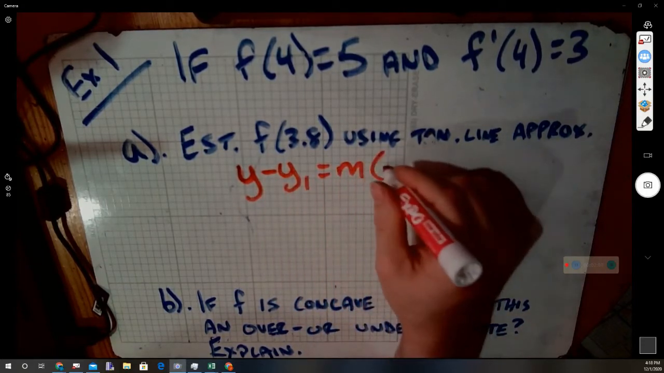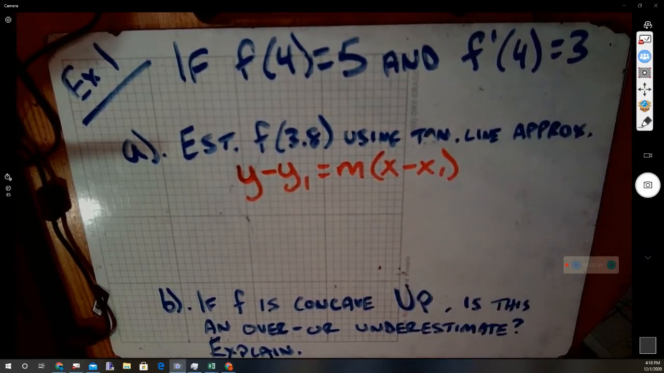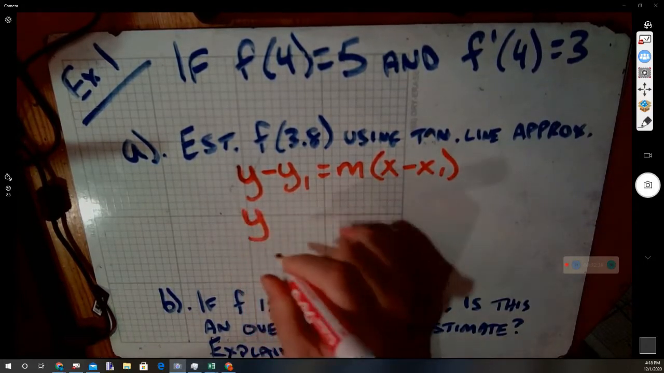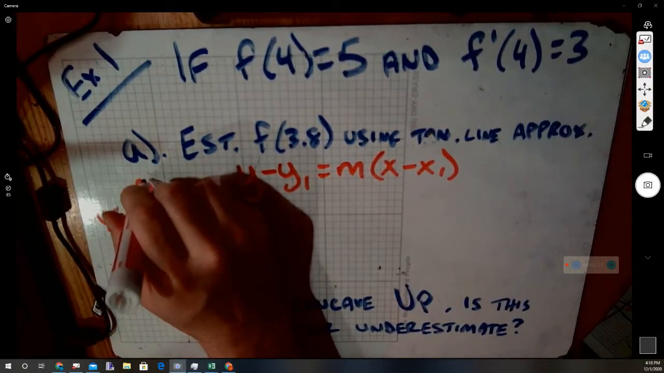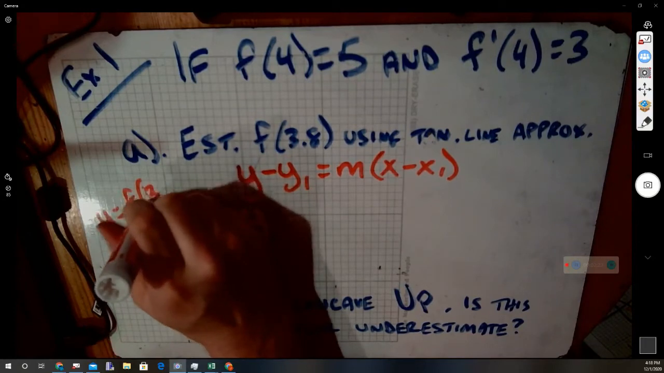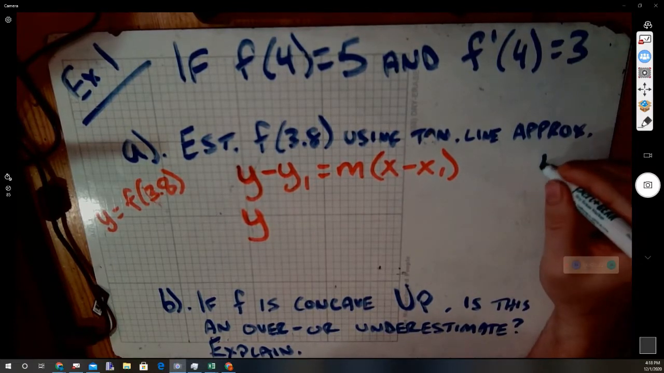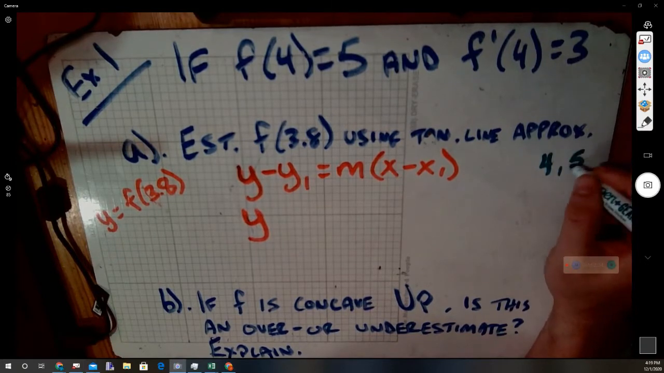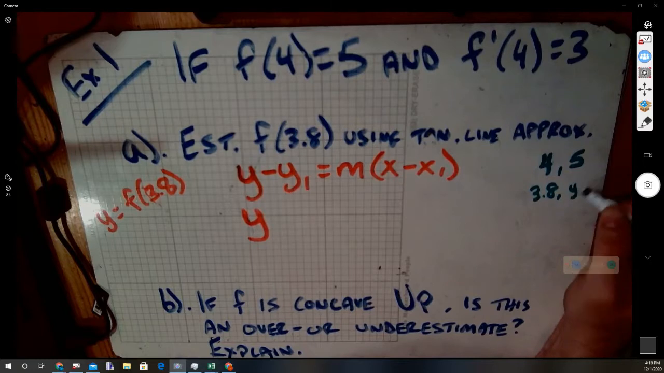y minus y1 equals m times x minus x1. What we want to find out is this value of y. That is what our f of 3.8 is going to be. So basically, we have two different points, an x and a y. We have an x value of 4 for a y value of 5. We want to know, for the x value of 3.8, what the y value is. We don't know that, so that's what this y is.